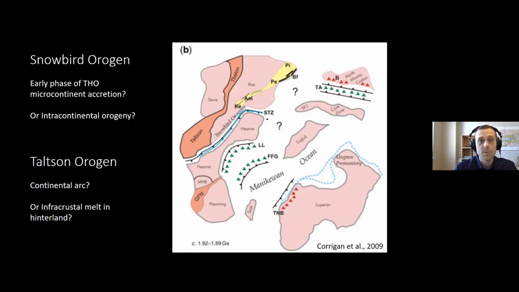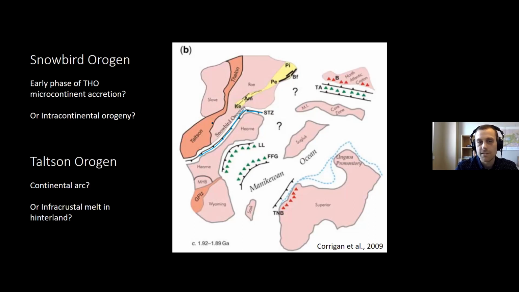Although I just wanted to also mention that there are alternative models for the Snowbird orogeny that suggest that it's an intracontinental origin derived from farther afield stresses. And I don't really have time to get into those details here. They're not terribly important for this talk. Equally though, the Taltson orogen on the western part of the Rae, and Thelon orogen to the north. The Taltson is regarded mostly as a continental arc, although there's also some pretty compelling data that suggest that it's the result of possibly a plateau and simply intracrustal melting of its own basement.